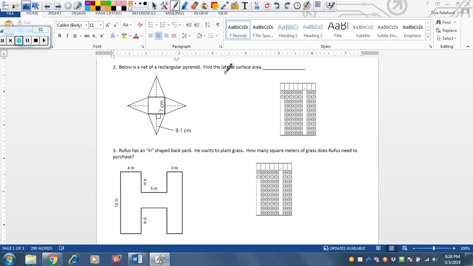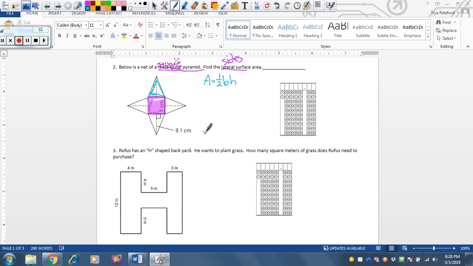Number 2 says rectangular pyramid. It should say square pyramid. I actually was supposed to fix that. Sorry. It says find the lateral surface area. That is just the sides. So this middle part here, we don't care about it. We're going to find area of the triangles on the outsides, and then we're going to multiply by 4. That's it.